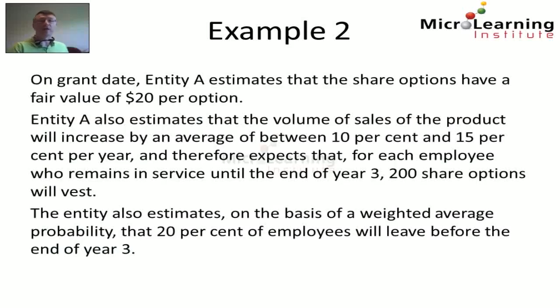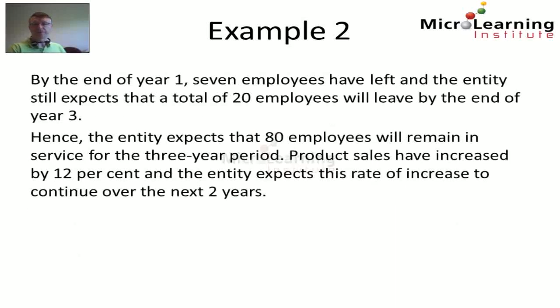We're also told that on grant date, Entity A estimates that the share options have a fair value of $20 per option. And Entity A also estimates that the volume of sales of the product will increase by an average of between 10% and 15%, and therefore expects that for each employee who remains in service until year 3, 200 share options will vest. The entity also estimates, on the basis of a weighted average probability, that 20% of employees will leave before the end of year 3.